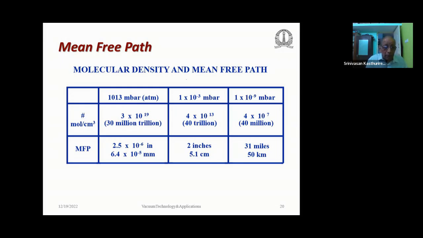Okay, what about the mean free path? The mean free path, for example, in atmospheric pressure condition is about 6.4 into 10 raised to minus 5 millimeters. Such a small distance between collisions, right? So the mean free path is so small. Okay. Now, if you come to 10 raised to minus 3 millibar, then it's approximately 5 centimeters. And when you go to minus 9 millibar, it is 50 kilometers. Please understand, mean free path is 50 kilometers. So that is the large average distance between the collisions.